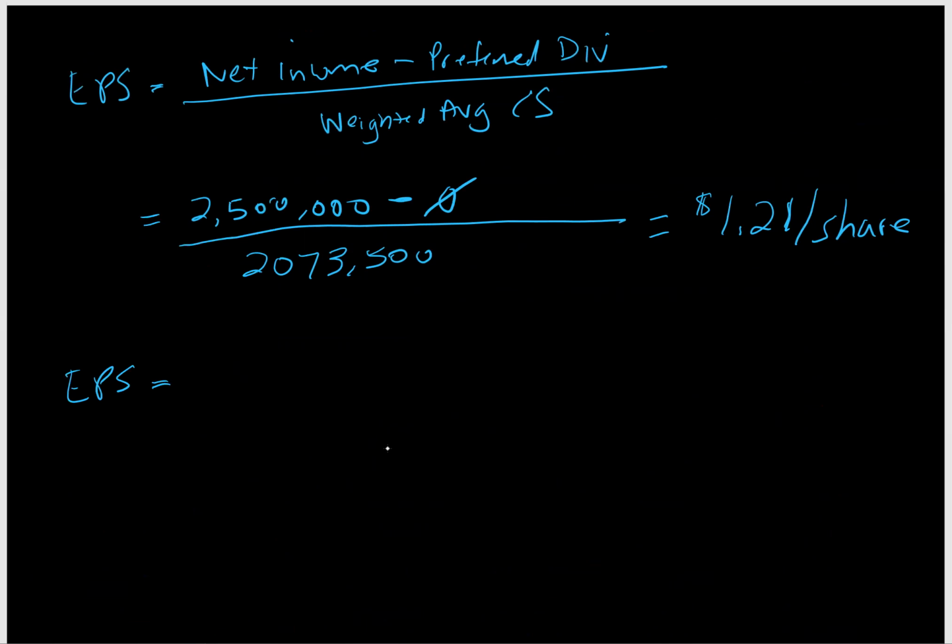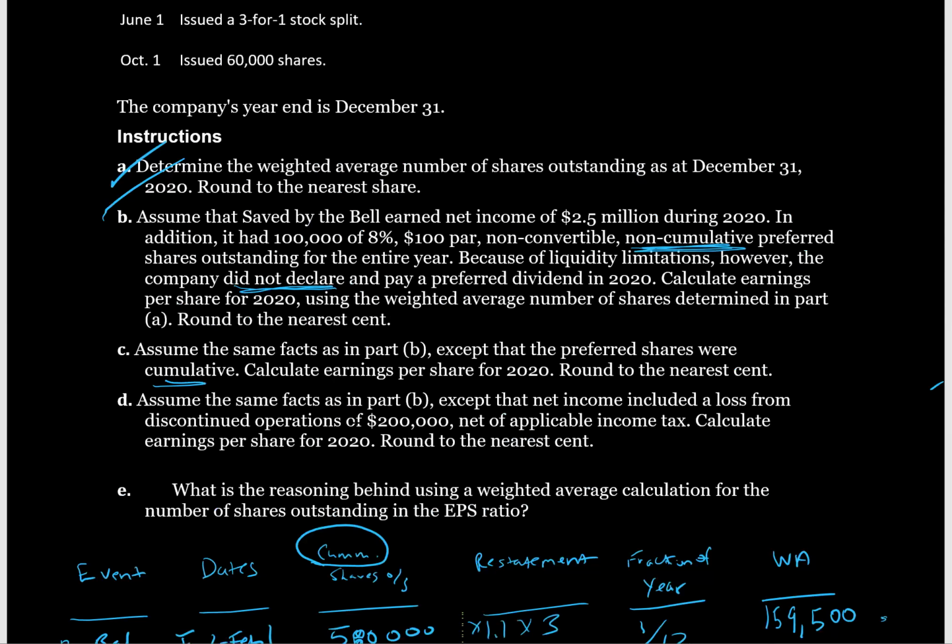So in this situation, we're going to have the same numbers, the 2.5 million net income. But now we're going to deduct the preferred share dividend. Now, what is the preferred share dividend? It says it's 100,000 shares, 8% dividend.